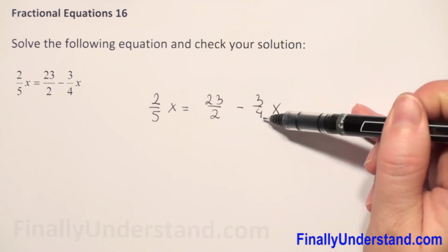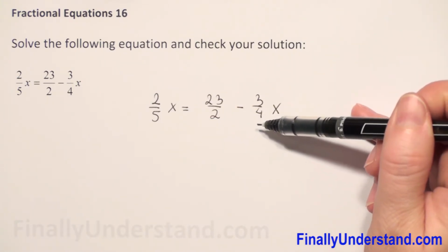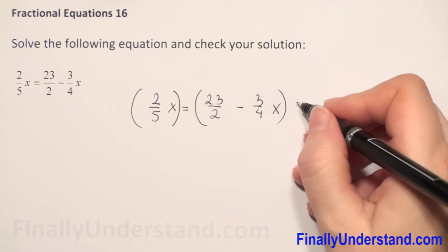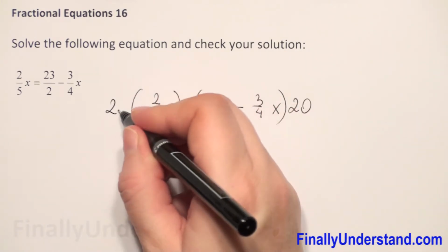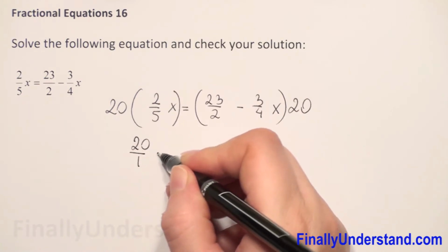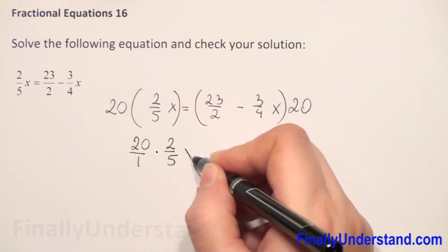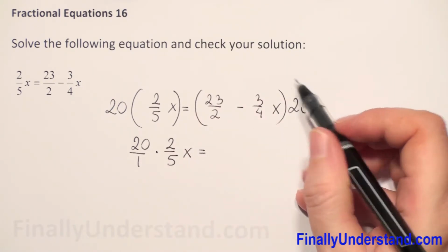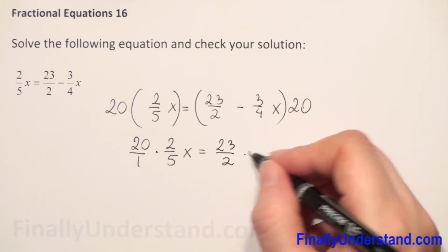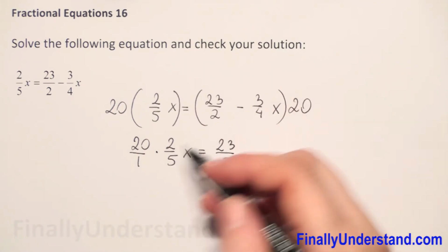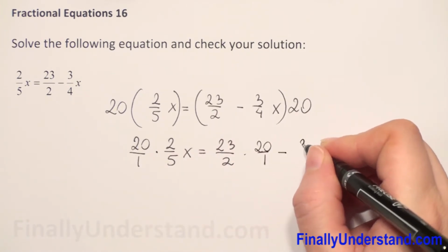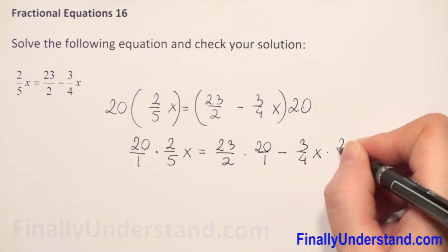For 5, 2 and 4 it will be 20. So both sides of our equation we have to multiply times 20. So it will be 20 over 1, we can write, times 2 over 5x is equal, and now we have to multiply every expression in parentheses by 20, so we have 23 over 2, and I will change 20 to a fraction also, like on the left side, so it will be 20 over 1, and we have minus 3 over 4x times 20 over 1.